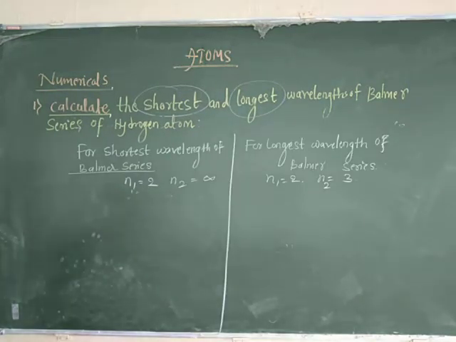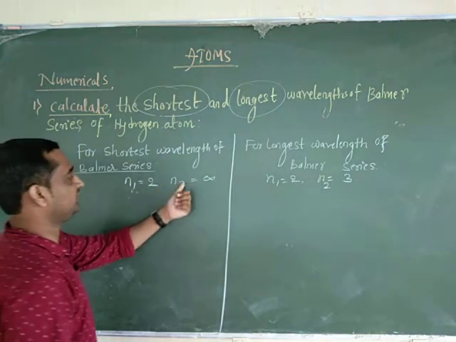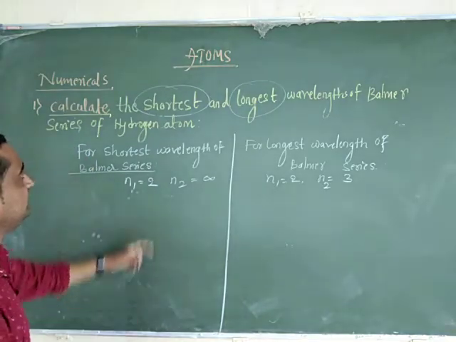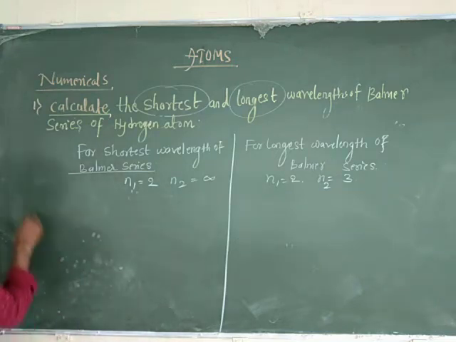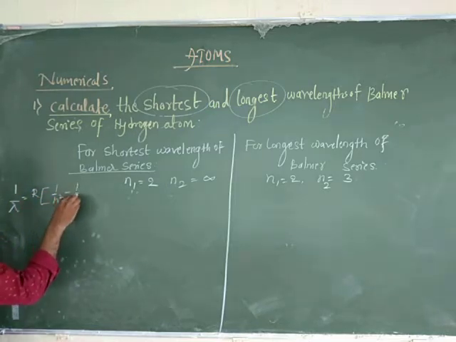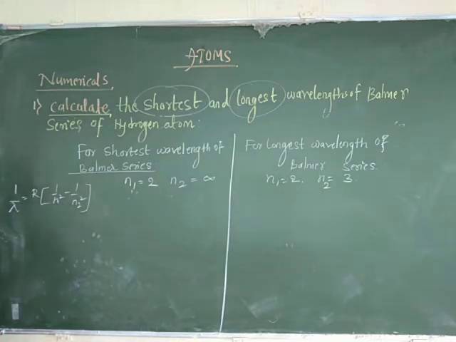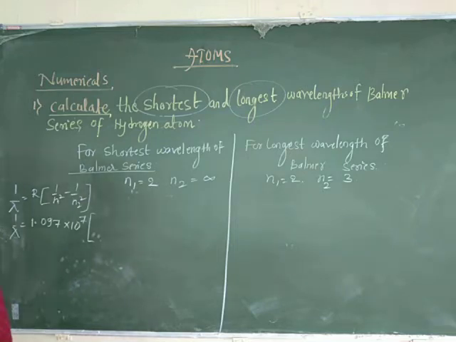For the shortest wavelength of the Balmer series, as I explained, N1 is equal to 2 and N2 is equal to infinity. Now calculate the wavelength of the line, that is the series limit, the wavelength of the last transition in the Balmer series. Therefore, 1 divided by lambda is equal to R into 1 divided by N1 square minus 1 divided by N2 square. So 1 divided by lambda is equal to R, whose value is 1.097 into 10 to the power 7.